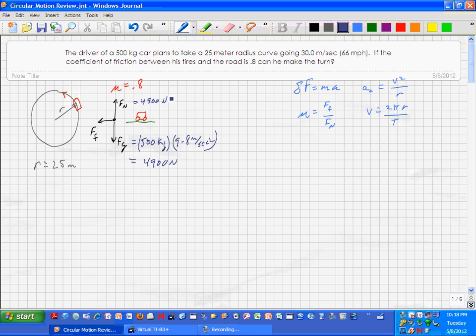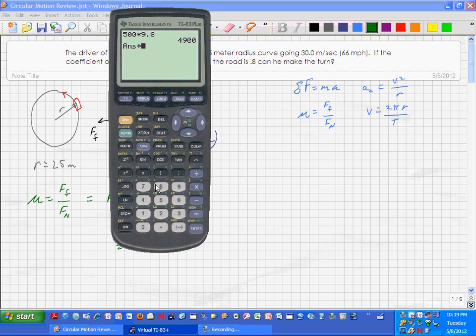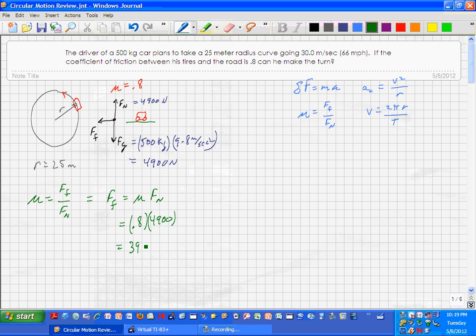So I can go ahead and figure out the force of friction at this point also. Coefficient of friction is equal to force of friction over force of normal. So that means that my force of friction is going to be equal to the coefficient times force of normal. So that's going to be 0.8 times that 4,900, which is going to wind up being 3,920 newtons in towards the center of the circle, because that's the frictional force that's causing this thing to go in a circle.